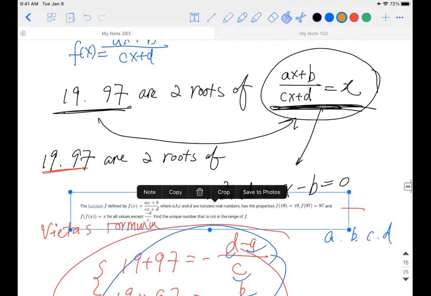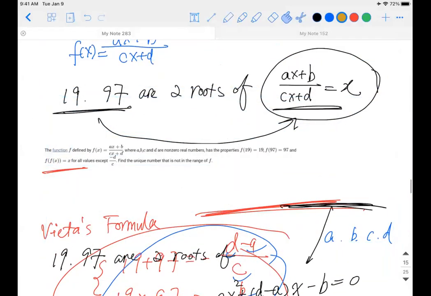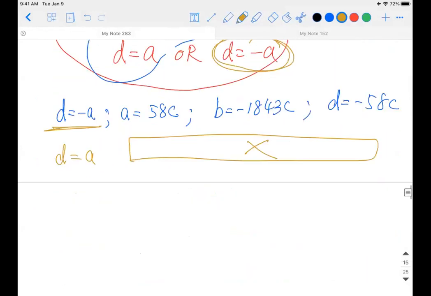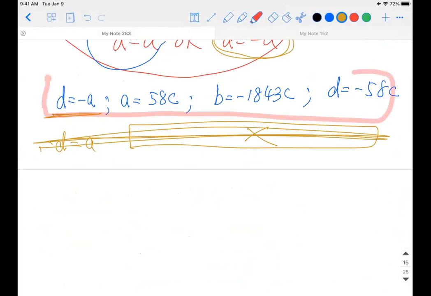The question says you cannot have all values except minus d over c. Okay, do some quick analysis. You can find out this one does not make sense. Okay, so this is basic plug-in value. You'll find it out. So that being said, that's the only possible solution for this a, b, c, d.